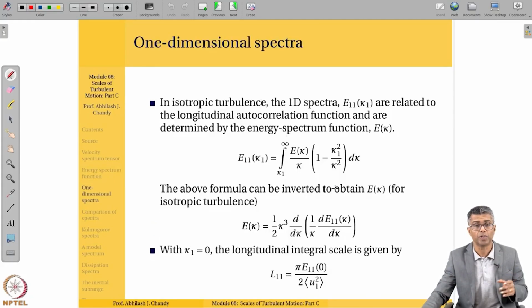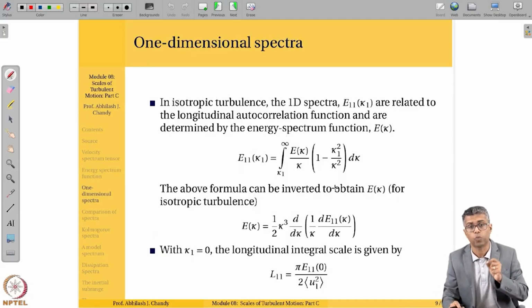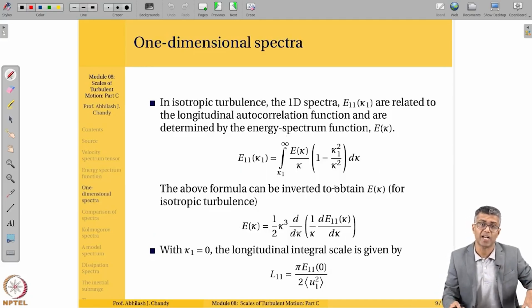Today, we are going to be dealing with the 1D spectrum. So let's consider isotropic turbulence, and it is easier to consider these functions in isotropic turbulence just to gain a better understanding.